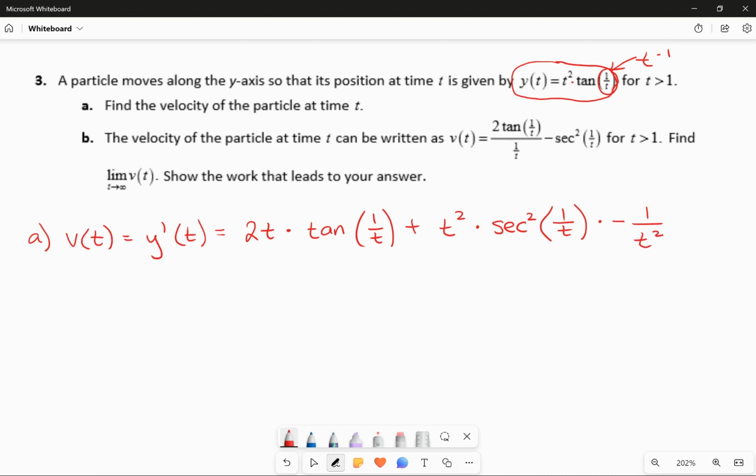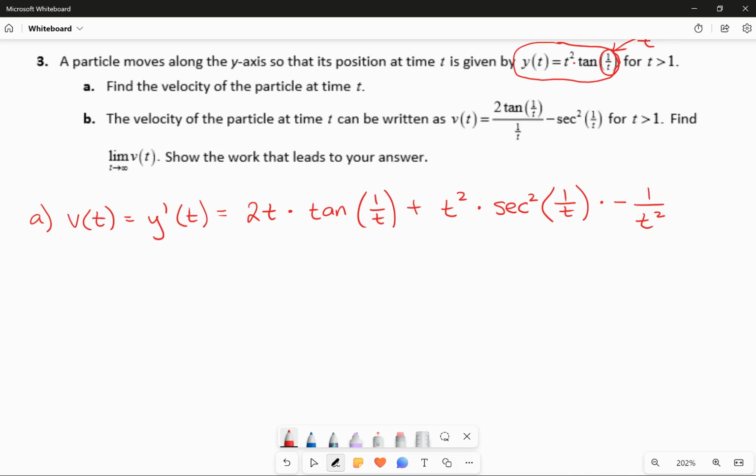Now for part A, this would be an acceptable answer on a free response, but I'm going to clean it up a little bit because I want you to see how it turns into the function that's given to us in part B. That first expression isn't going to change at all. We're going to have 2t times tangent of 1 over t. Plus, we would have those t squareds cancel out. And in fact, that plus would become a subtraction because you're multiplying by that negative 1 over t squared. So we have minus secant squared of 1 over t. Now it looks like this would be as far as I would go to simplify.